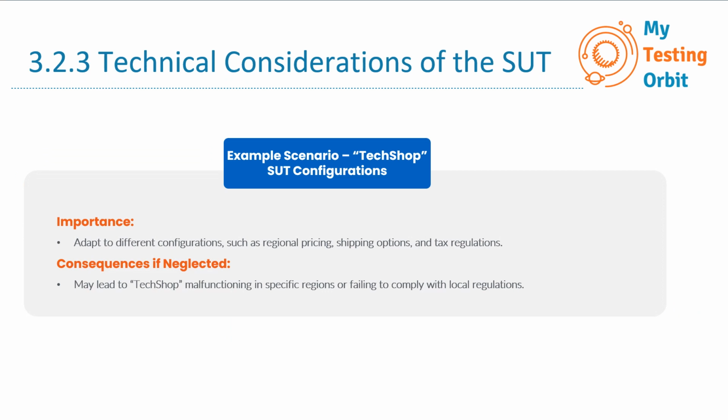Okay, now let's discuss the example scenario. For SUT configurations, the importance would be that the platform should adapt to different configurations such as regional pricing, shipping options, and tax regulations. So these are a few of them. The TAA should address these variations when testing. And the consequences, if these different configurations are neglected, they may lead to TechShop malfunctioning in specific regions or failing to comply with local regulations, and potentially it will lead to legal issues.